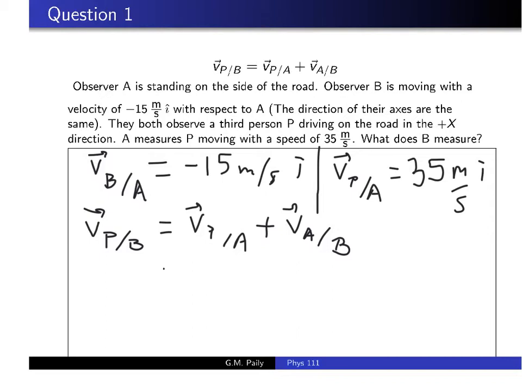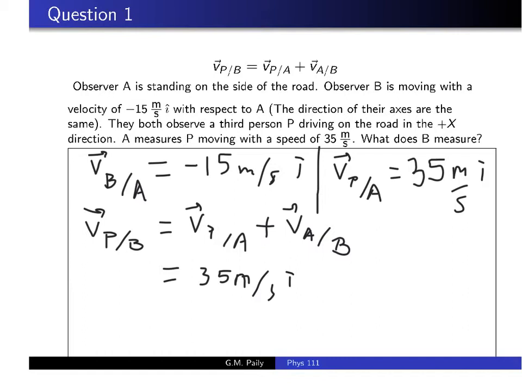The first we know is 35 meters per second i hat, but the second is the velocity of A with respect to B, whereas we know the velocity of B with respect to A. However, the two are simply related. The velocity of A with respect to B is simply the negative of the velocity of B with respect to A.